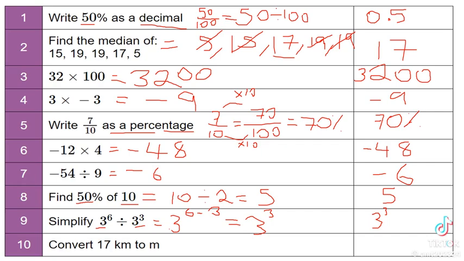Okay, question number 10, so last question for today's video. Convert 17 kilometers to meters. So kilometers to meters, I times it by 1,000. So 17 times 1,000 is going to equal 17 with 3 zeros. Putting the little m sign for meters. So the answer is 17,000 m. Okay, and that's my answer for question number 10.